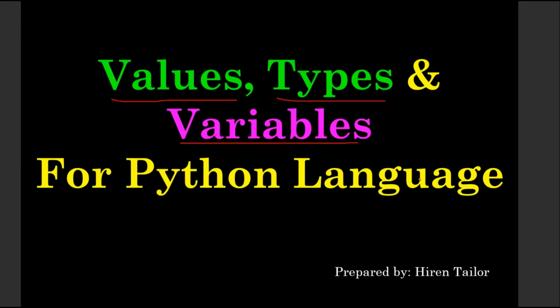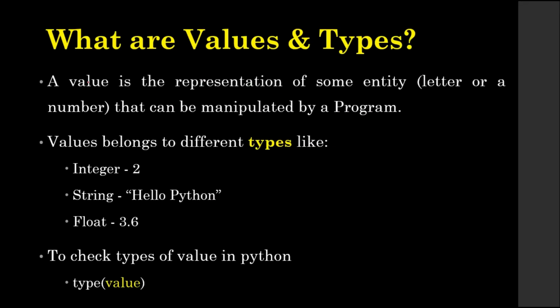I am going to tell you about values, types and variables in the Python language. So let's start with what are values and types. By definition, a value is the representation of some entity, for example a letter or a number that can be manipulated by a program. Your value can be any number like 2, 3, 4, 5, or it can be a letter in uppercase, or it can be a string also.